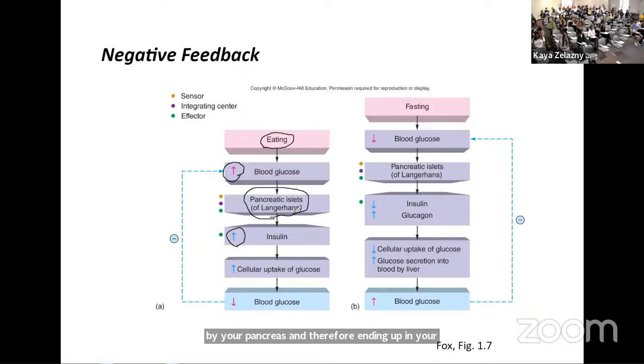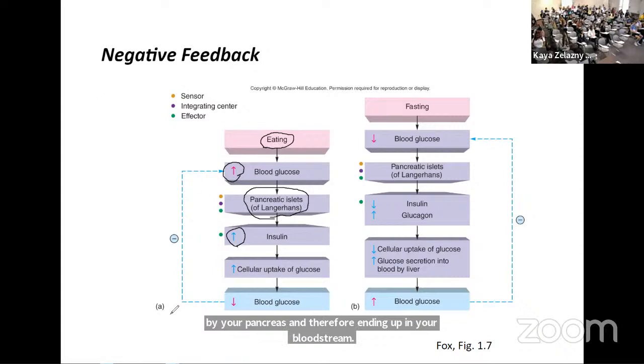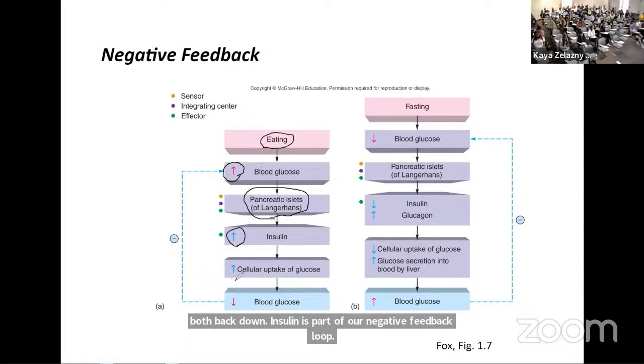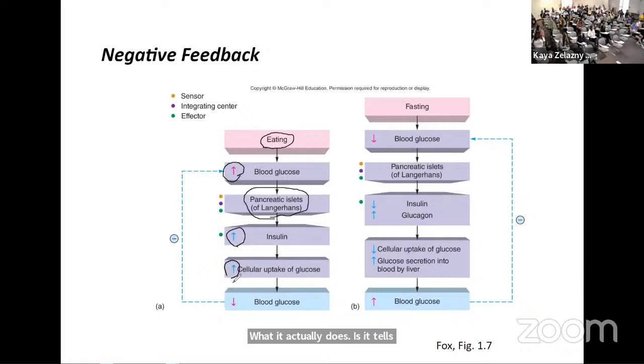Once you have this insulin present, the whole reason we're tracing this loop, right, is we're tracing through a regulatory mechanism. So this insulin is going to help us bring that blood glucose back down. But insulin is part of our negative feedback loop. So what it actually does is it tells your cells to pull in a bunch of glucose. You have lots of glucose in your bloodstream swimming around in your cardiovascular system. Then you have insulin. It tells your cell, hey, grab some of that glucose.